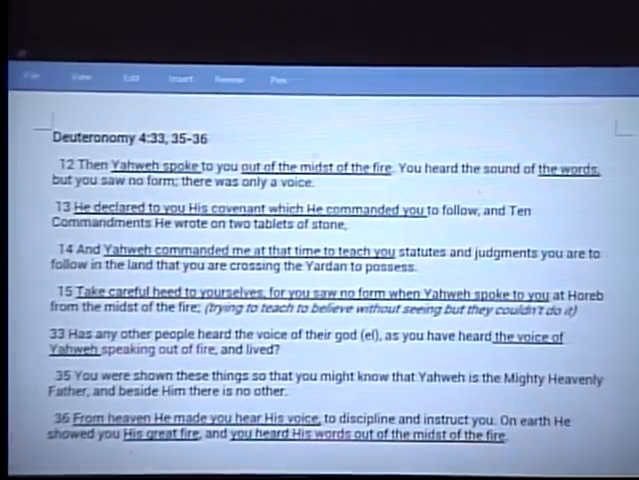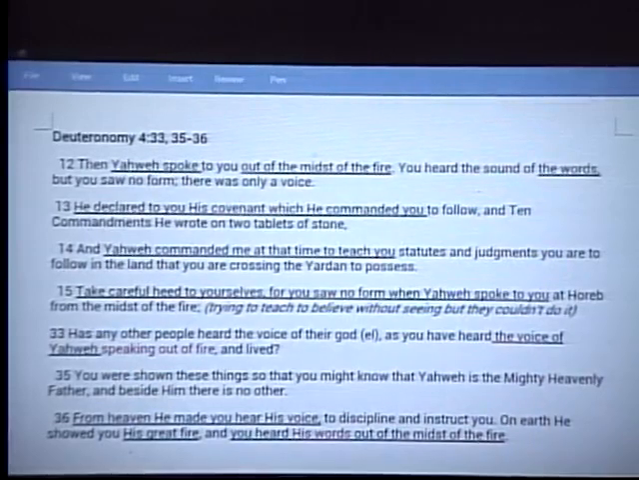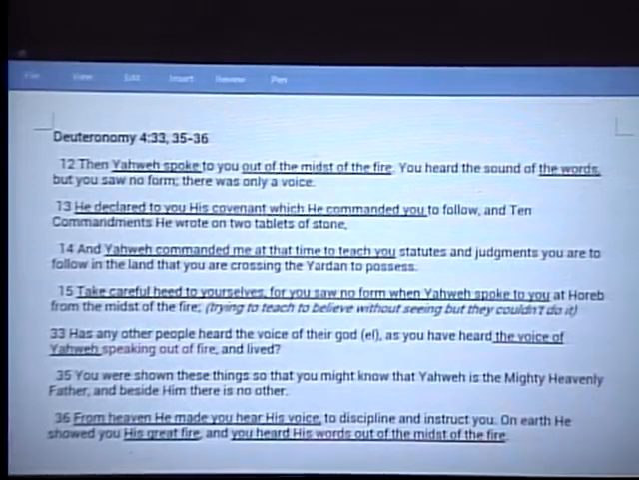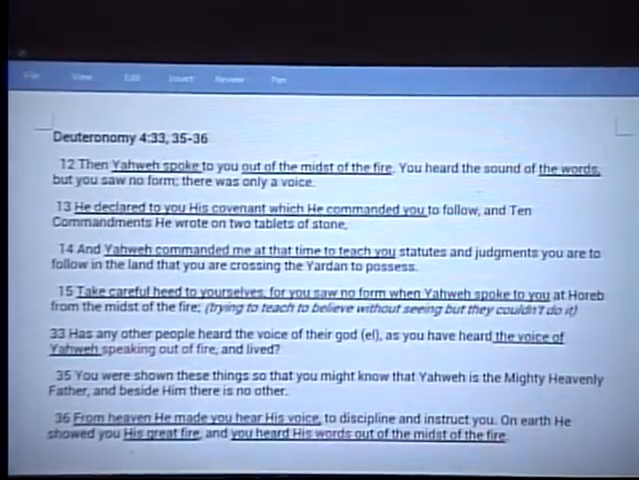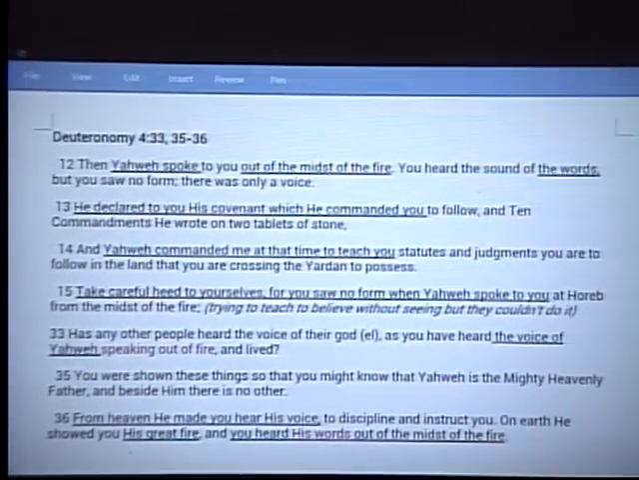Verse 15. Take careful heed to yourselves. Notice what he says. For you saw no form when Yahweh spoke to you. Well, how did he speak to them? Yeshua already said no man's ever heard Yahweh's voice. Moshe says Yahweh's talking to you, and I'm talking to you, and I'm telling you what Yahweh told me to tell you, right? So Moshe was his spokesperson.